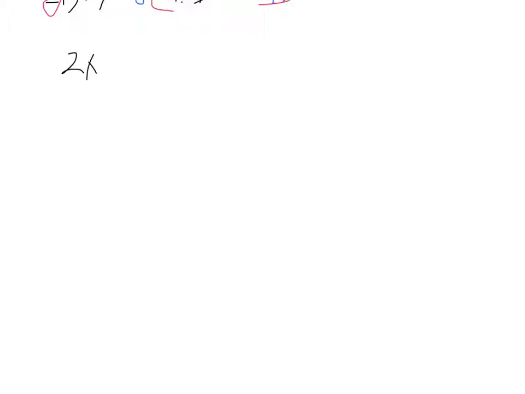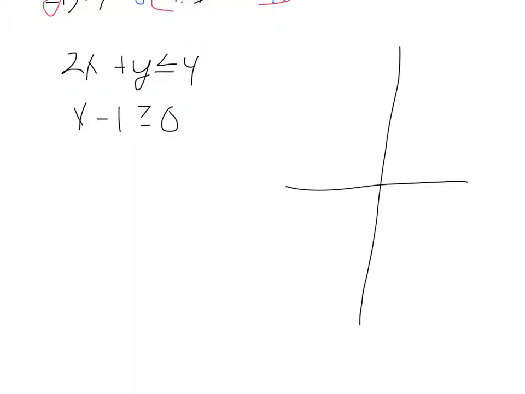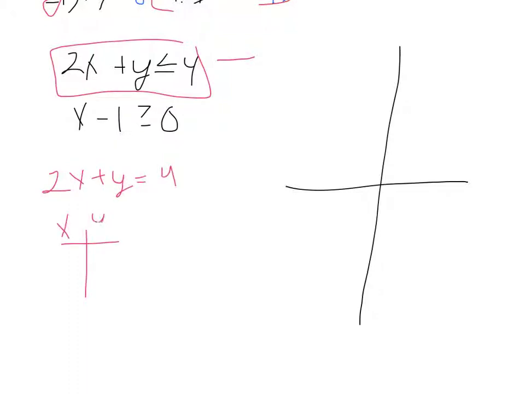We have 2x plus y is less than or equal to 4. And we have x minus 1 is greater than or equal to 0. So first thing I'm going to do is graph this first one. Because we have less than or equal to, I want a solid line. So I'm graphing 2x plus y equals 4. If I put 0 in for x, 2 times 0 plus y equals 4. So 0, 4.